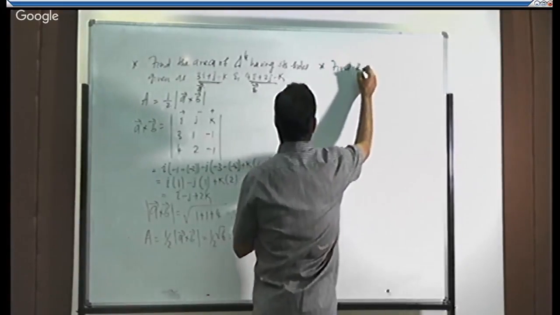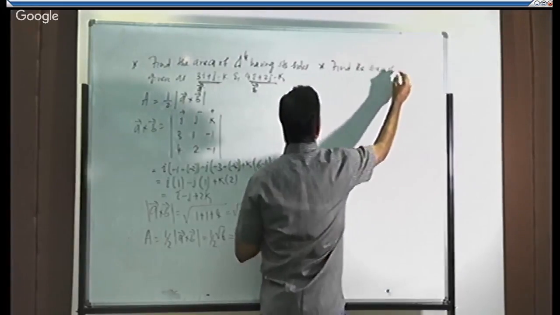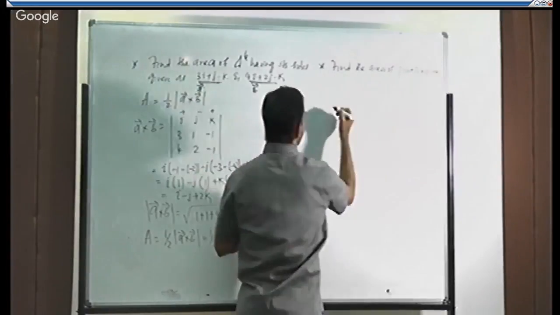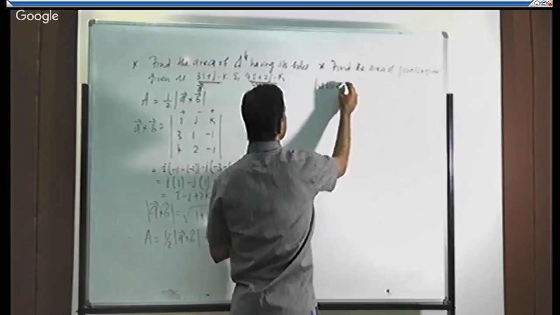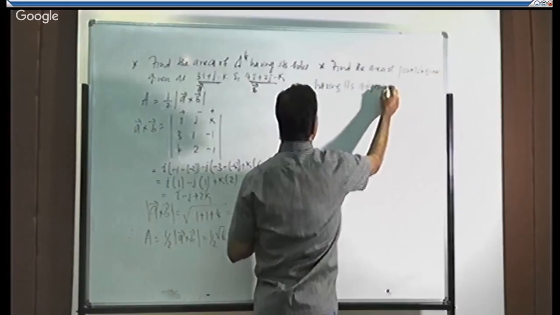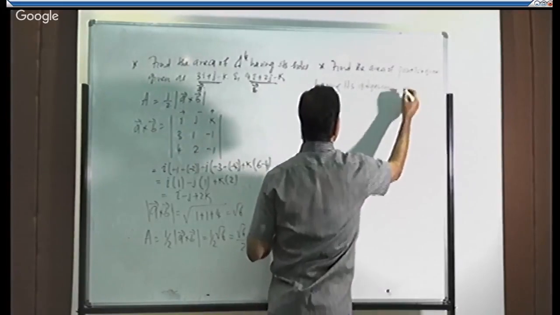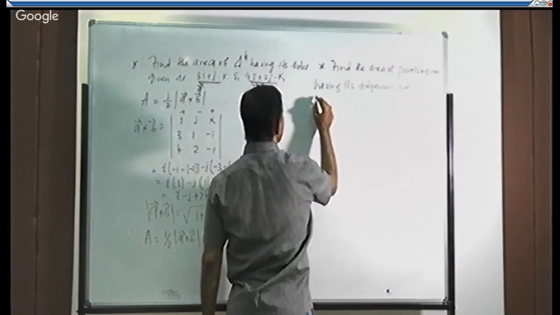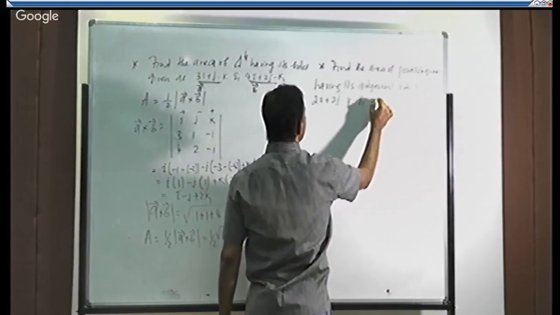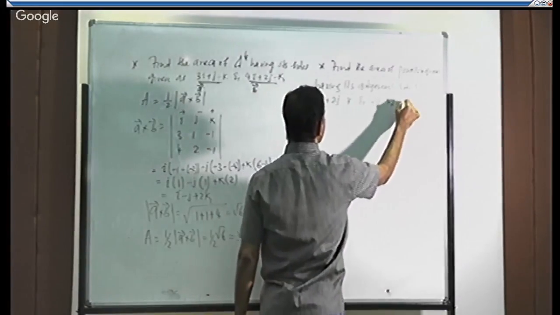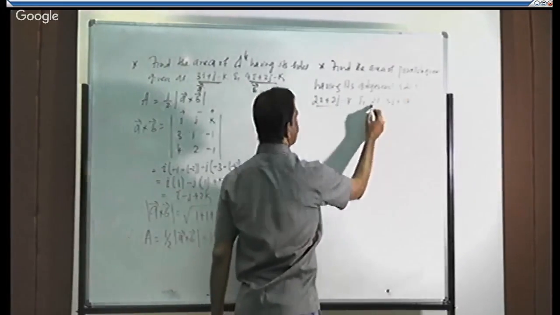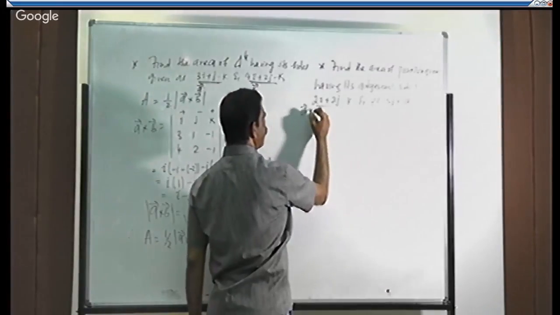Find the area of parallelogram having its adjacent sides 2i plus 2j minus k and 2i minus 5j plus 3k. These two sides are what? Adjacent sides. Take them as A and B.